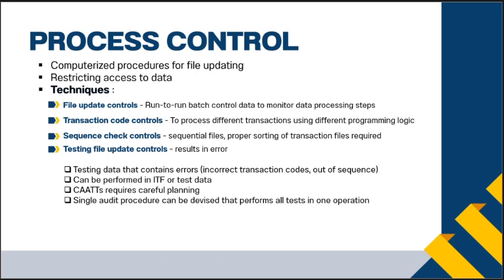Sa file updating, may tatlong techniques po dito, which is yung una, yung file update control. So, yung controls na to ensures that each run in the system processes the batch correctly and completely. So, pinagko-compare po dito halimbawa yung sa invoice amount saka yung sa record count na accumulate and then compared to the corresponding value stored in the control record. So, tinitingnan natin kung may discrepancy. Since kapag may discrepancy po, it means na may error sa batch or loss during the processing of batch file po. So next is transaction code controls.